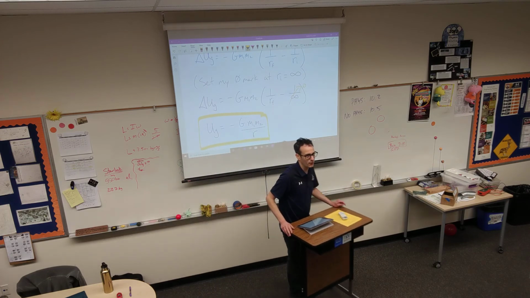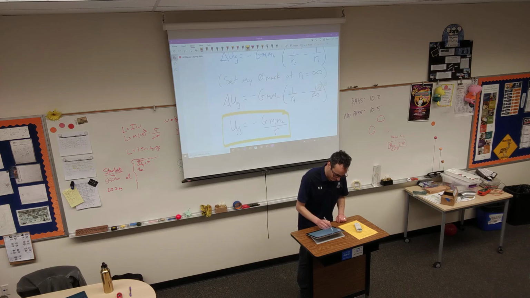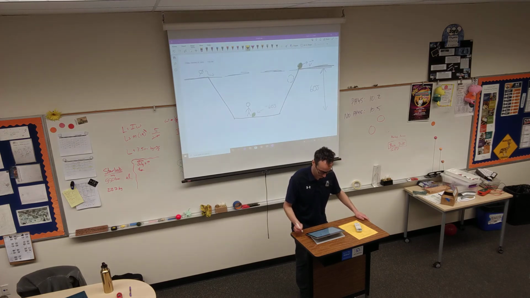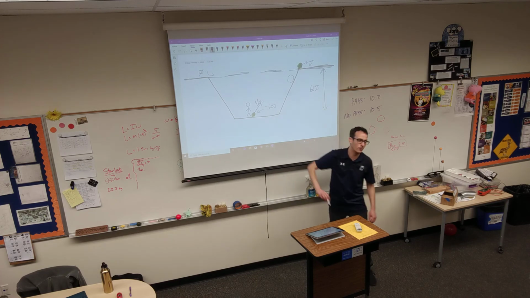Okay. So with the remaining time, we're going to calculate an escape velocity. You guys have less time, so I'll try and give you more of a hint. There would be a minimum velocity, v escape, that you would need in order to get this out of the well.